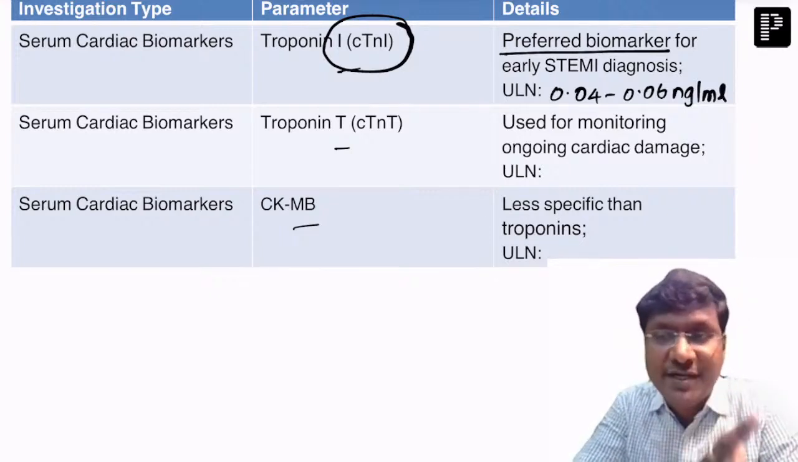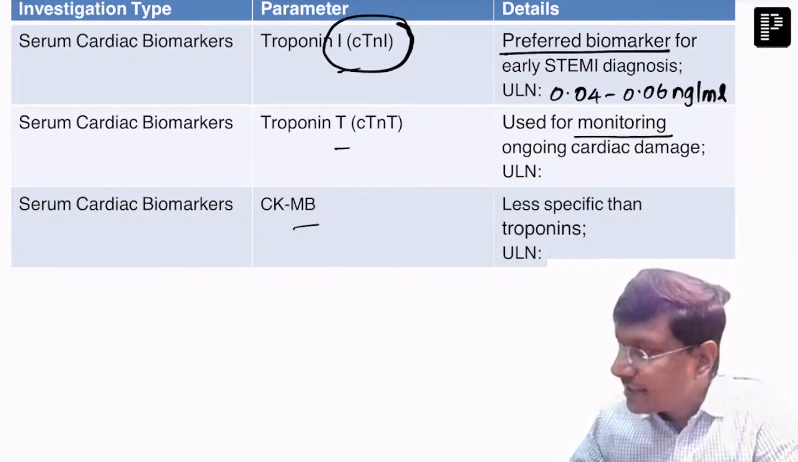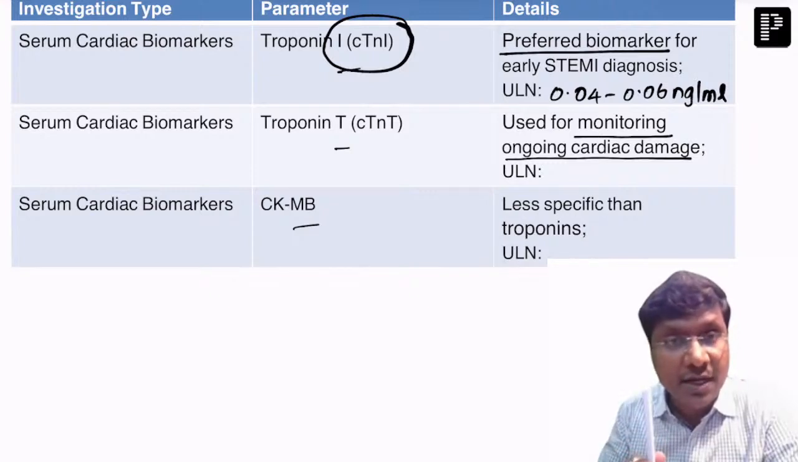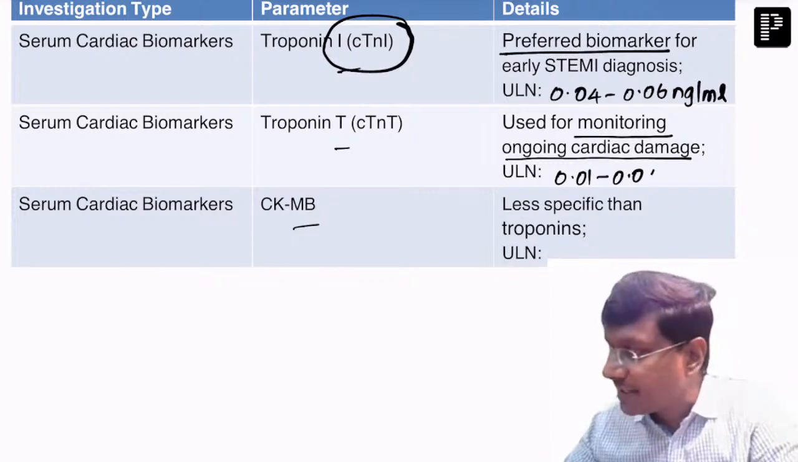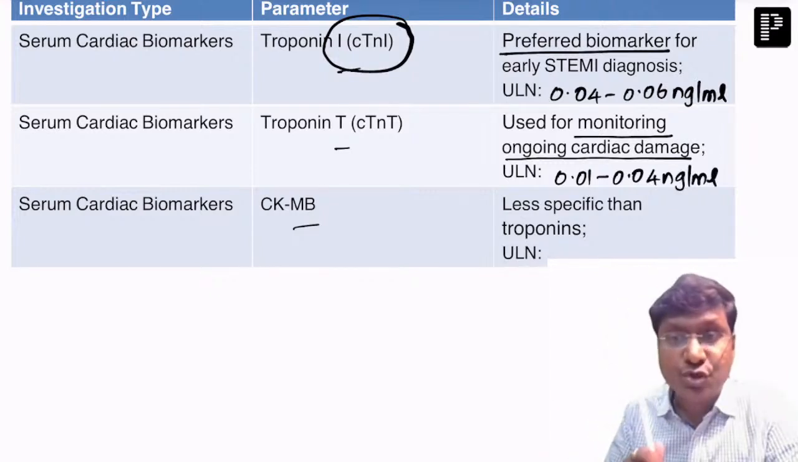Whereas troponin T is used for monitoring the ongoing cardiac damage. And the normal value of your troponin T will be 0.01 to 0.04 nanograms per ml. Right, that is troponin T.